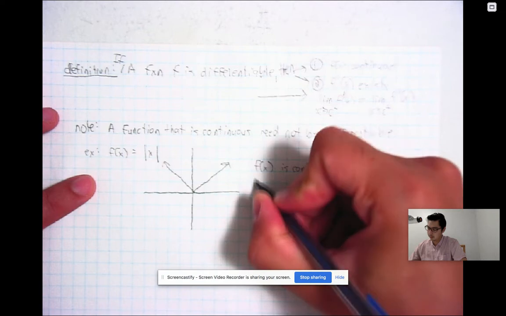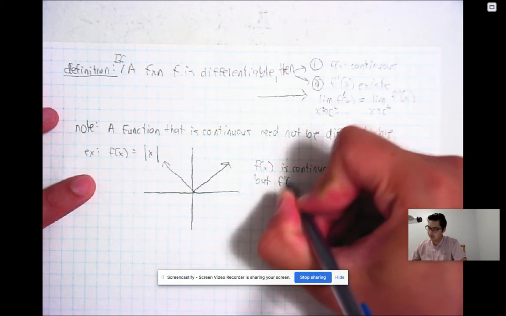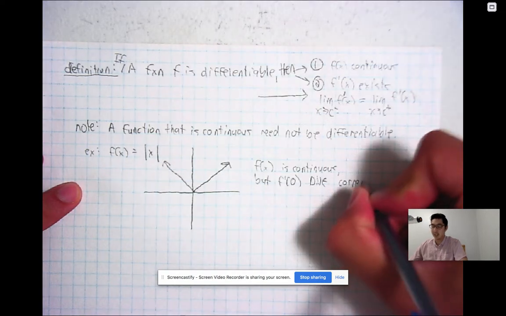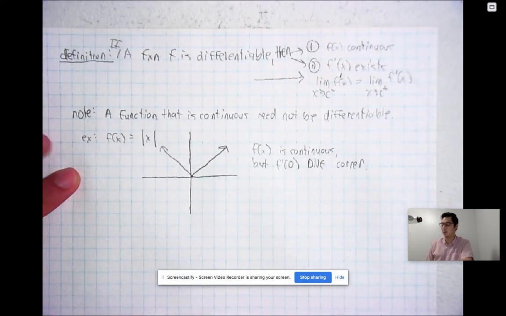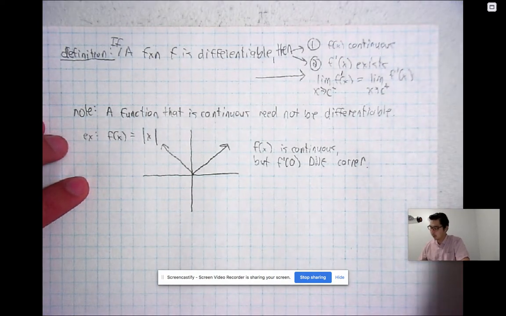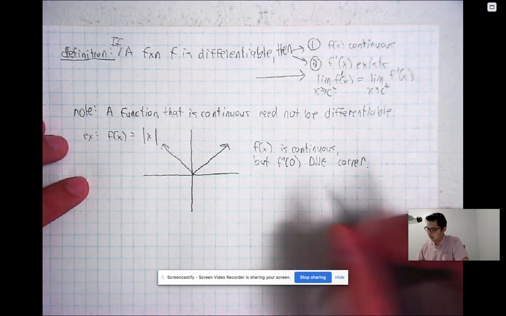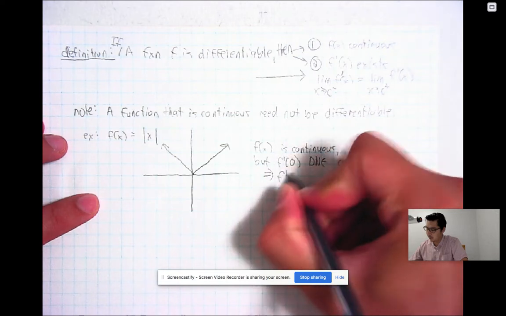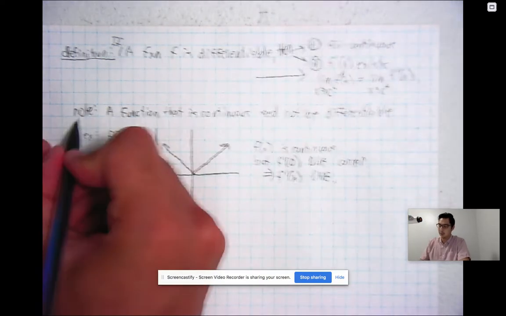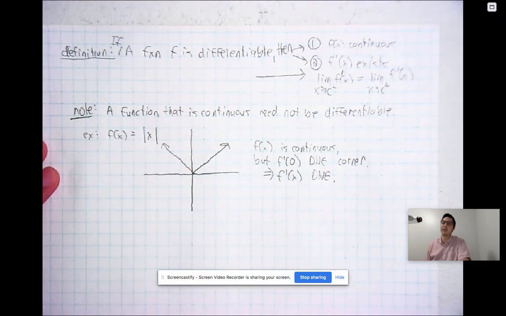But f prime of 0 does not exist because it's a corner, which again, in the next video we're going to show you and talk about why corners are a reason why differentiability doesn't work, which implies that f prime of x does not exist. So that's the first note: a function that's continuous doesn't need to be differentiable.